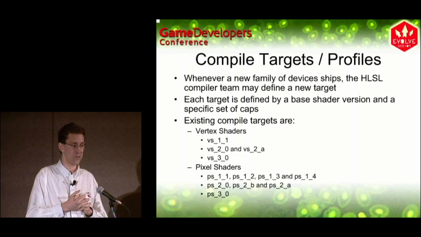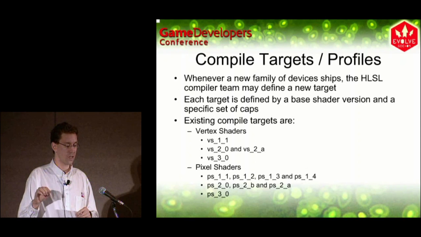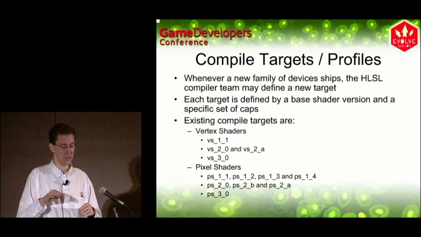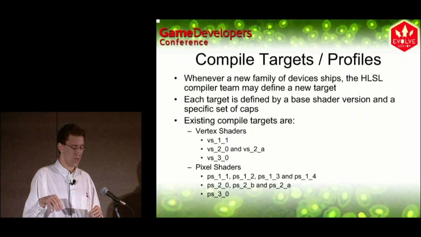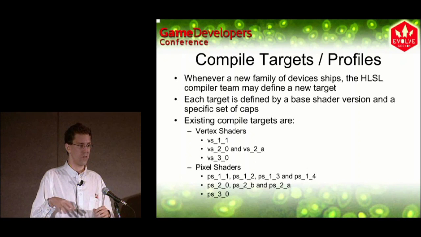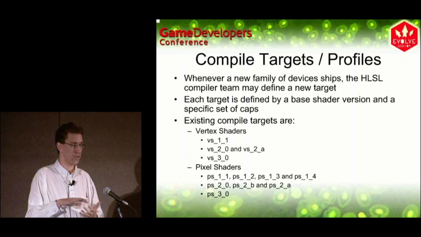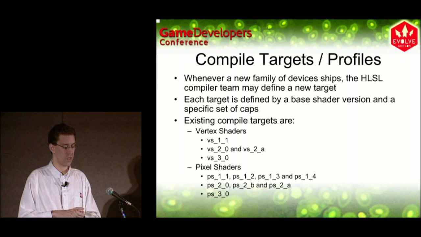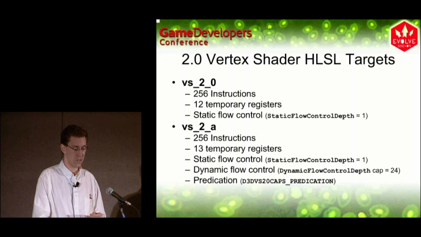At the pixel shader level, you have all those 1.x compile targets. Well, those are models and compile targets. And then in the PS2 realm, you have the PS2 base shader model and compile target, and then there's the 2B and 2A that go beyond that, and then 3.0 coming up.